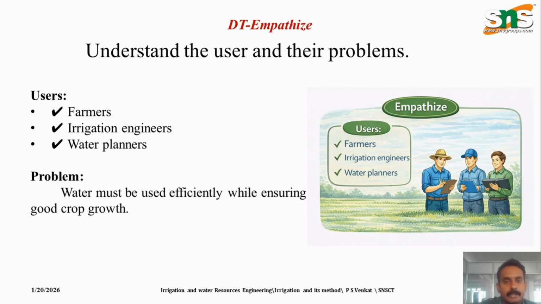So the first stage of design thinking is empathize. In this stage, we will try to understand the user and their problems. Here the users are farmers, irrigation engineers and water planners. The problems faced by them are water shortage, uneven irrigation, crop stress, high water wastage. So the goal is to understand how to use limited water efficiently while ensuring good crop yield also.